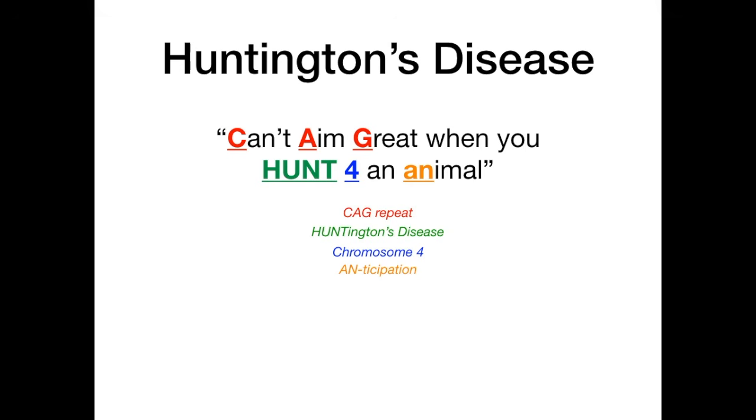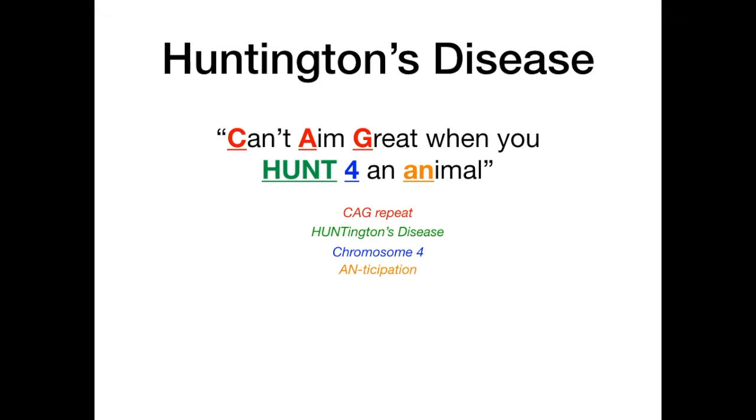The other thing that I really like about this mnemonic is that if you think about the symptoms of Huntington's disease, if you get them and you were actually trying to go out and hunt, you wouldn't be able to aim great. You can't aim great because think about it, you have chorea. So if you have chorea, you're not going to be able to hold a sniper rifle up to your face and shoot an animal.